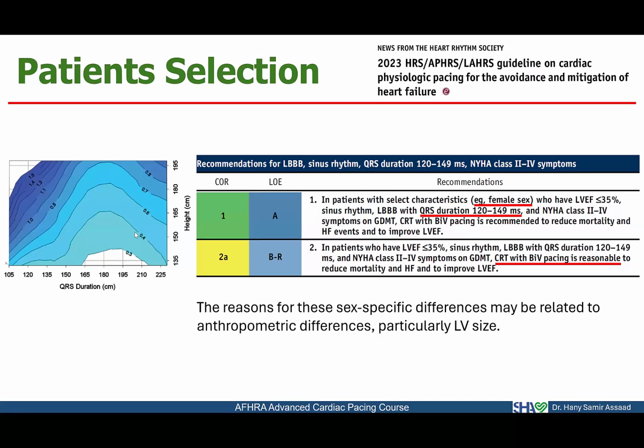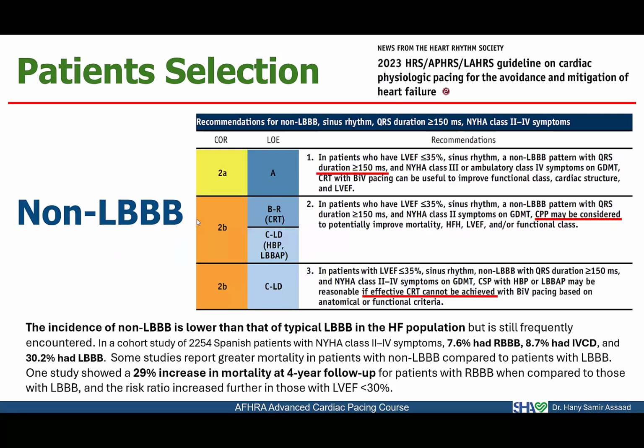What about the non-left bundle branch block morphology and the indication of biventricular versus conductive system pacing? It's a class 2A for those who have a non-left bundle pattern, but a very wide complex duration of more than 150 milliseconds. And you may consider conductive system pacing if the patient is unable to have a biventricular, or it was not possible for implantation, and you can start it from the beginning, but with a weaker level of recommendation, 2B instead of 2A.